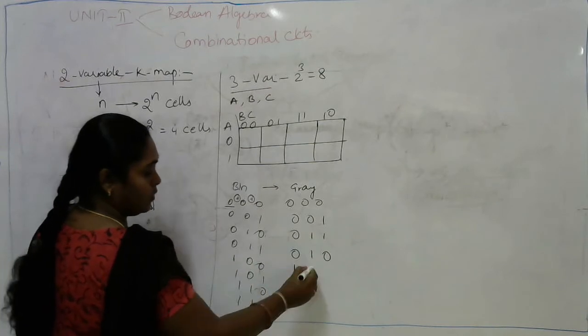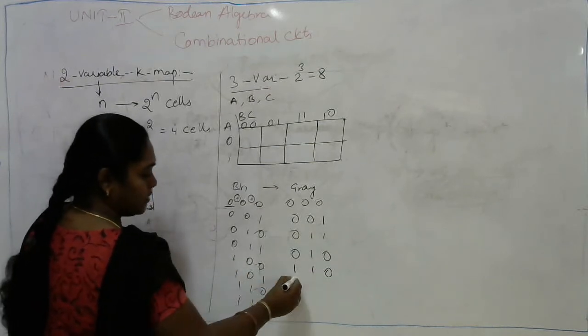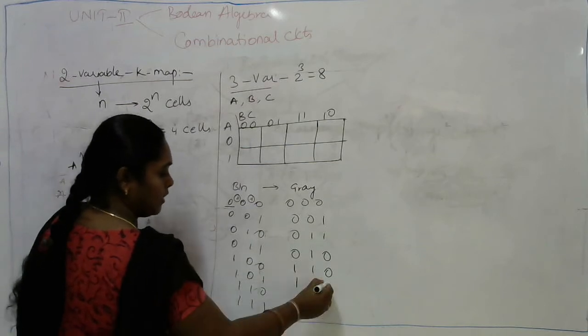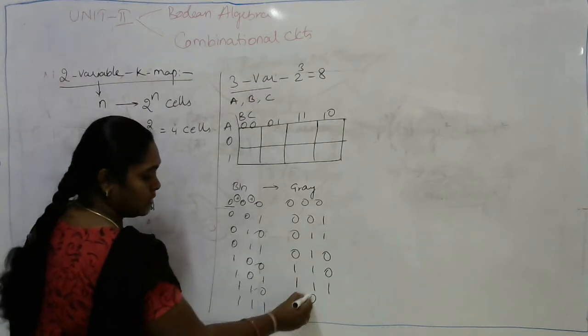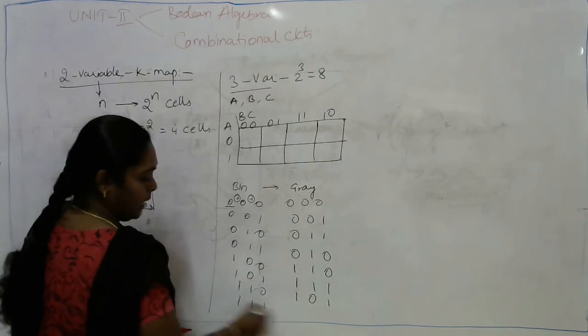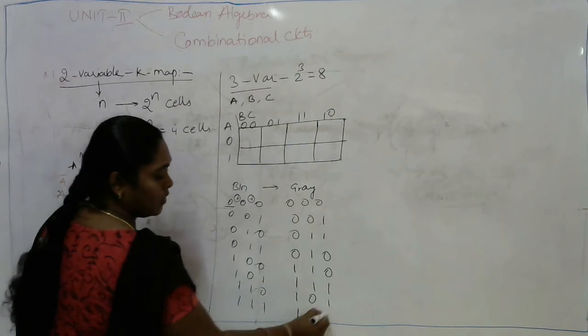1 XOR 0 is 1, 0 XOR 0 is 0. Next MSB bit is 1, 1 XOR 0 is 1, 0 XOR 1 is 1. Similarly, 1, 1 XOR 1 is 0. 1 XOR 0 is 1. MSB bit is 1, 1 XOR 1 is 0, 1 XOR 1 is 0.